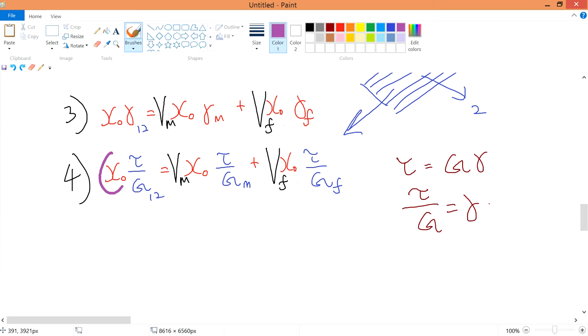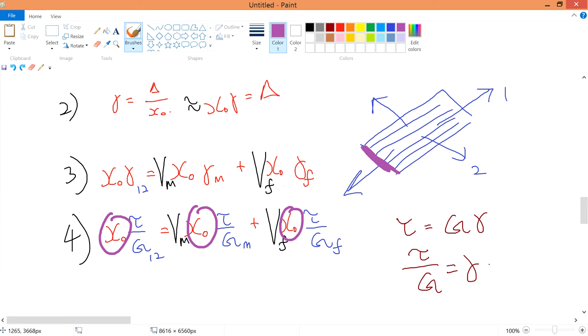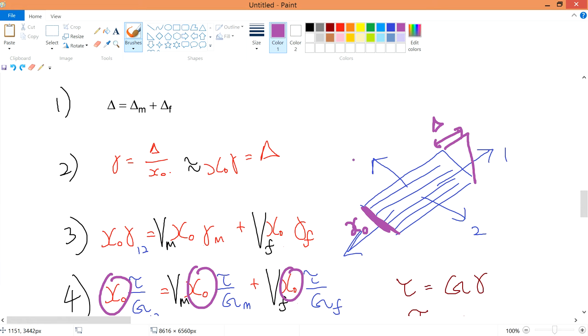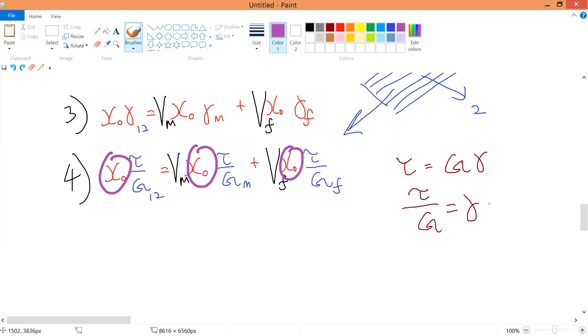Maybe I should use a different color. These are the same common term, x0, because this thing is your x0, and this thing over here is your changes of 1, 2. So when your angle is bigger, this length will change, but this thing over here will never be changed, and this is constant throughout every one of the fibers and the matrix.